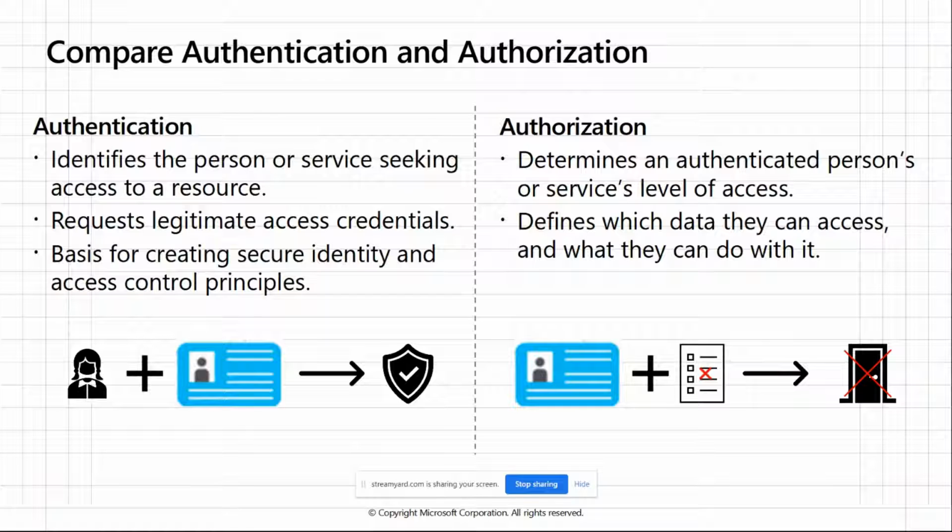And as the image says here, a person plus an identity equals authentication. Whereas when an identity needs some kind of access and does not have it, then it will not be allowed to enter into the cloud, or it will not be authorized at all. So that's the difference between authorization and authentication.